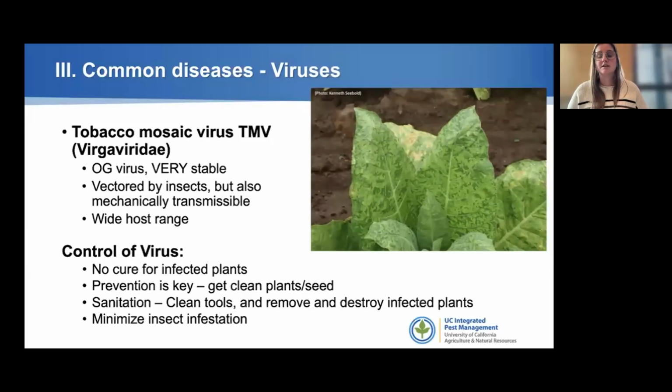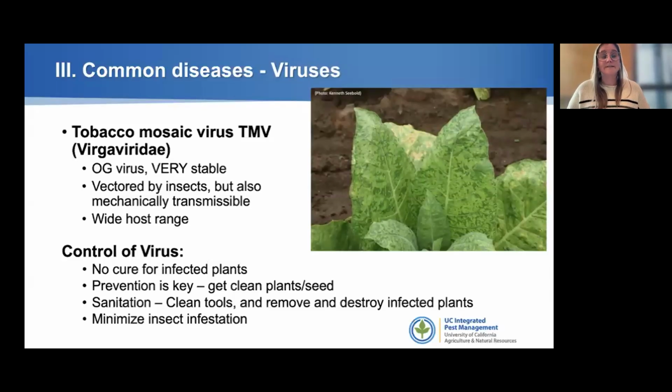There is no cure for virus infection in plants. Once a plant is infected, it will remain infected, and so it's recommended to discard infected plants. Prevention is really key here. So you want to make sure that the plants that you're getting don't already have virus, or the seeds that you're getting don't have virus, depending on the crop type.